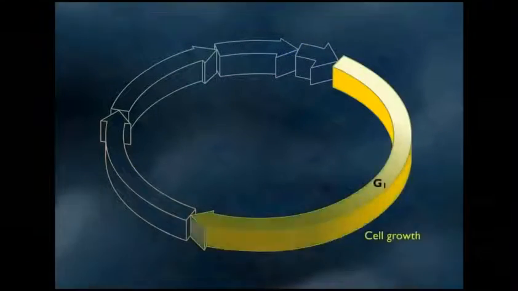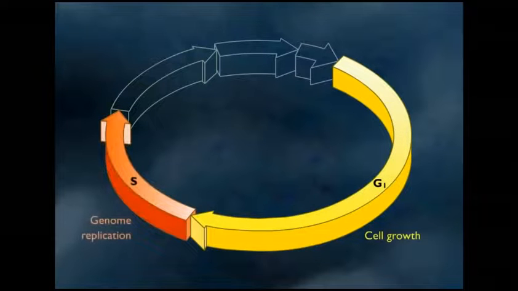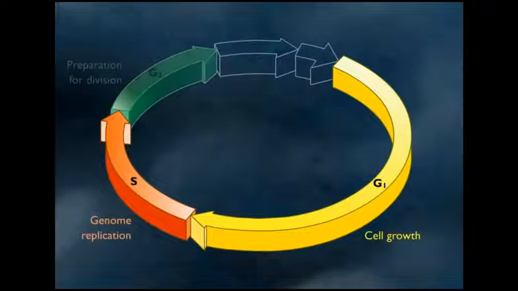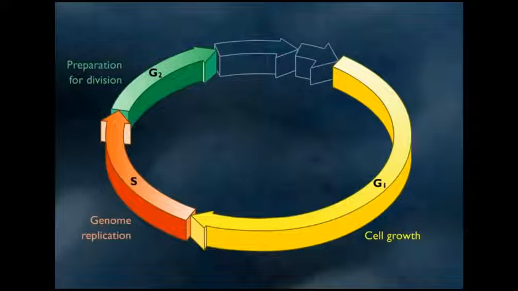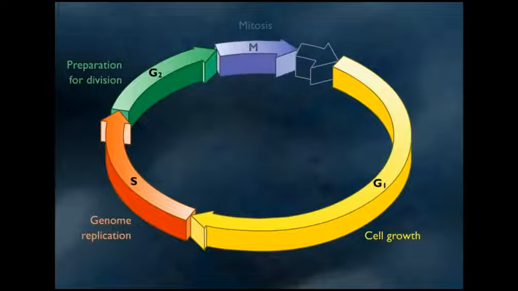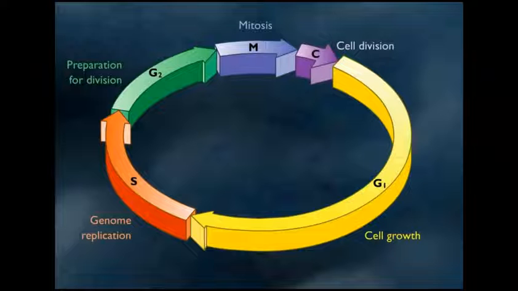Cells grow during the G1 phase and the genome replicates during the S phase. During the G2 phase, cells continue to grow and prepare for cell division. During the M phase, mitosis occurs. Cytokinesis, C, is the phase when the cytoplasm divides, creating two daughter cells.